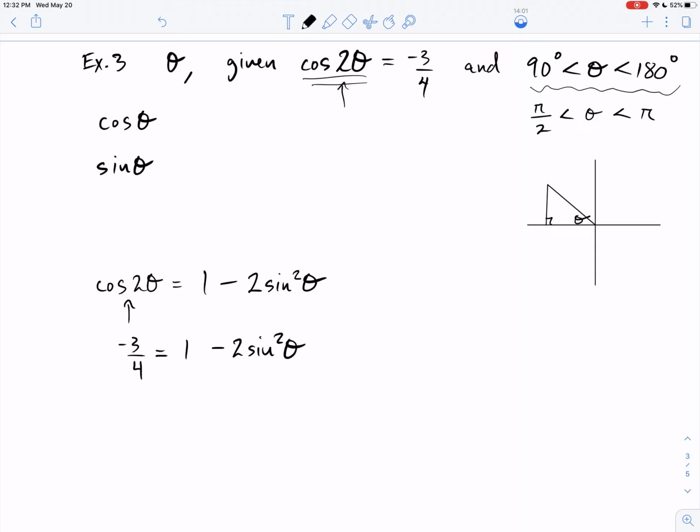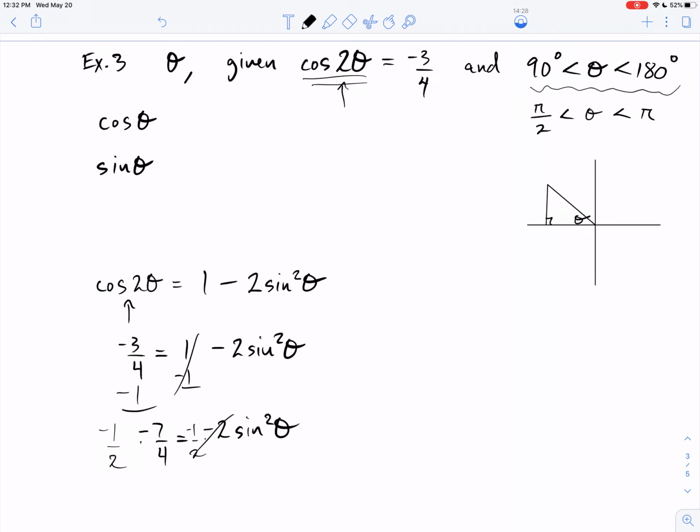If I wanted to, I could move the 1 over here. I could do that. That's just -3/4, take away 4/4. I could call that -7/4 if I wanted to. What's it equal? It equals -2 times sine squared theta. I could multiply both sides here by -1/2. I surely could if I wanted to.